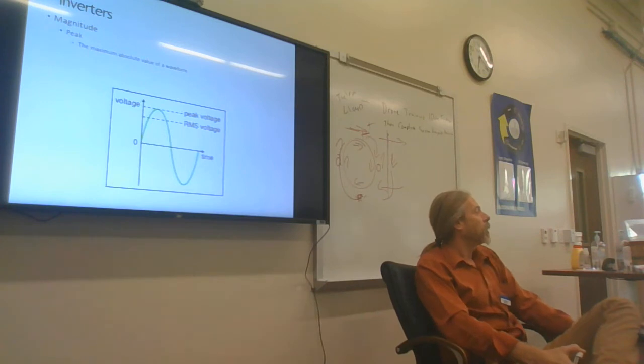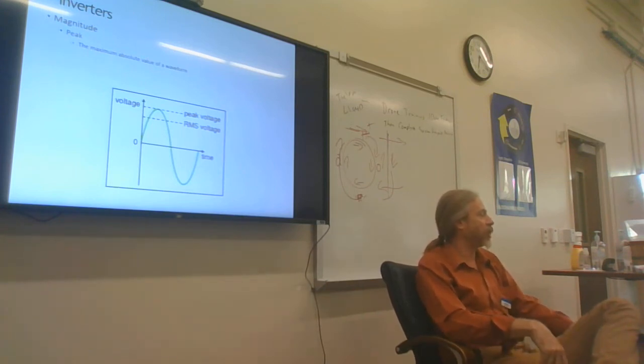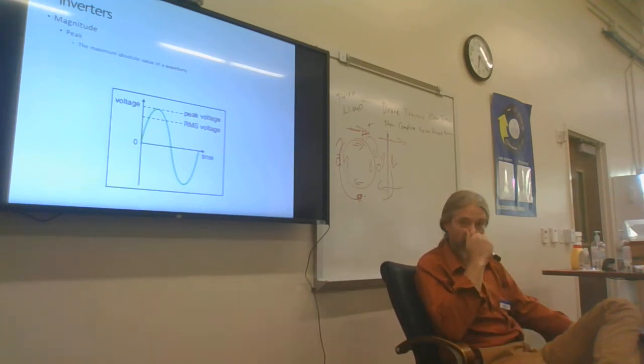Magnitude. Magnitude is the maximum absolute value of a waveform. So the peak voltage is relatively important for off-grid inverters. Obviously, for grid-tied inverters, your peak voltage is going to have to match whatever the voltage of the grid.